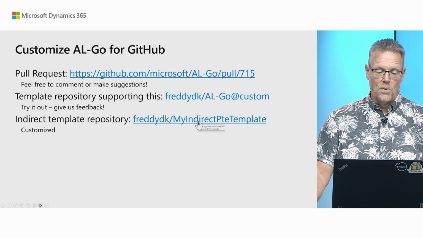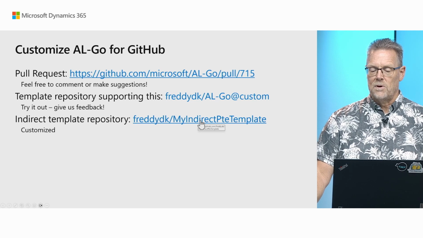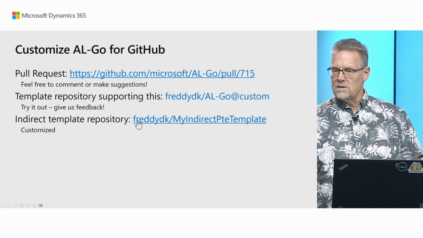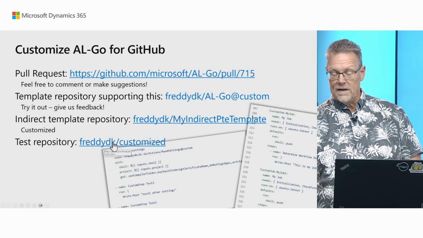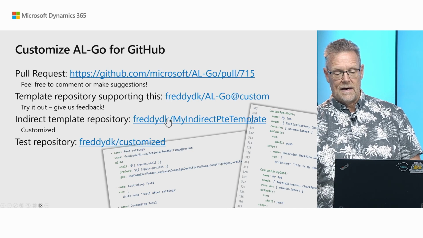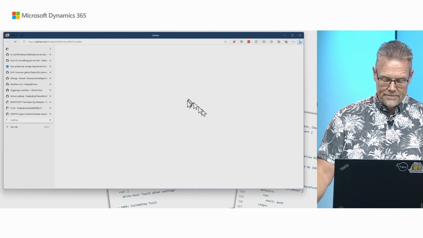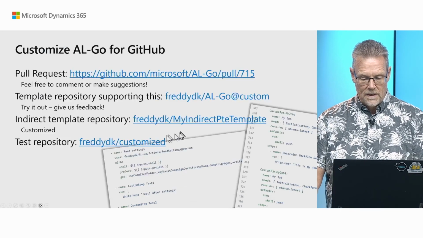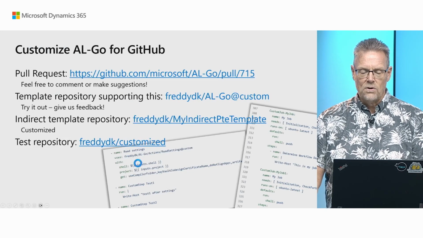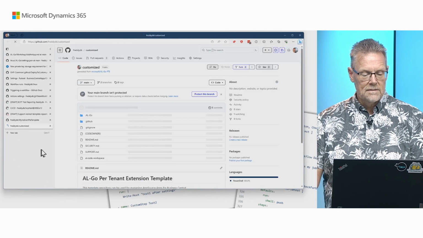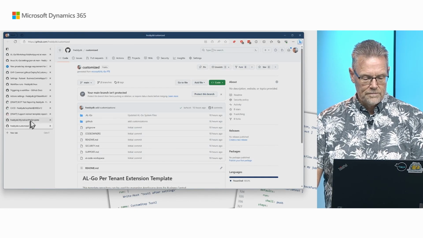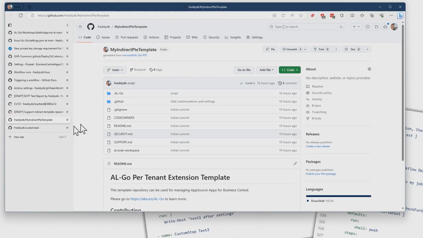I have created a small indirect template repository called my indirect PTE template, and I've customized that. And then I've created a test repository called freddydk customized, and I have run the AL-Go for GitHub updates in that one. Let's have a look at what this actually is. Skip verification on that. So this is my indirect PTE template.